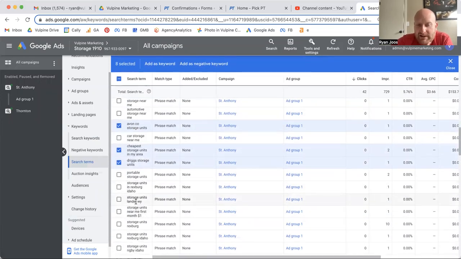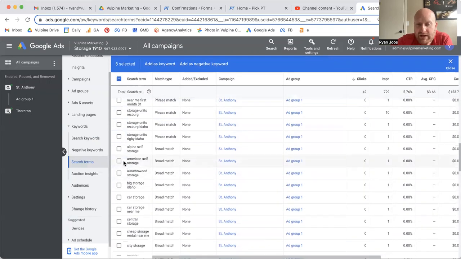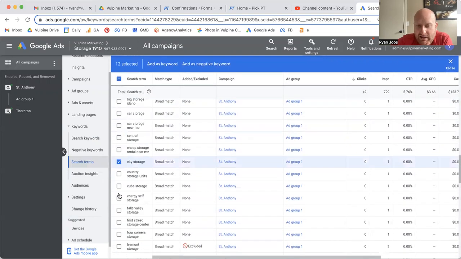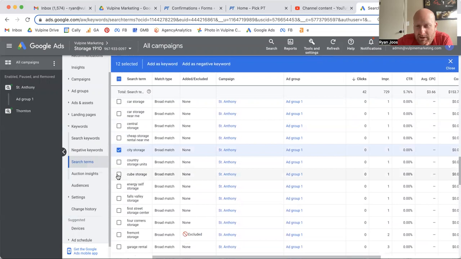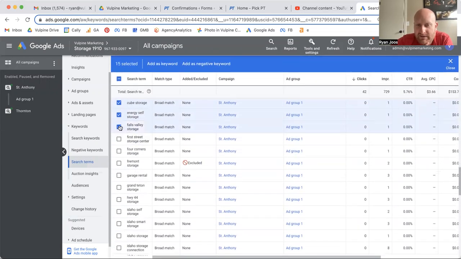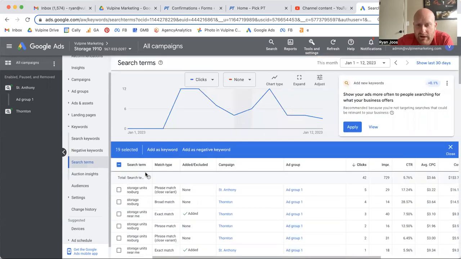We had a bunch of these other ones. So that kind of gives you an idea of what I would do. I've already pulled out a lot of these, even though I haven't necessarily taken care of the broad matches themselves. I'll go ahead and just add them in here, just for example sake. Yeah, city storage, not quite what I'm looking for. Cube storage, I don't think that's what we're looking for. Energy self-storage, that sounds like a brand. Falls Valley storage, nope. First Street, nope. Four Corners, nope. Grand Teton, I'll say no.